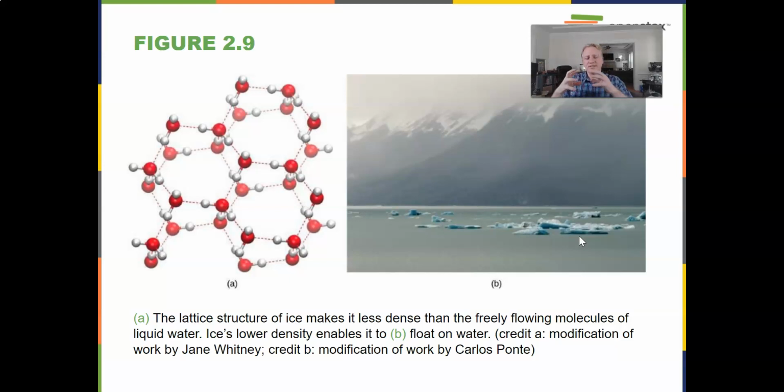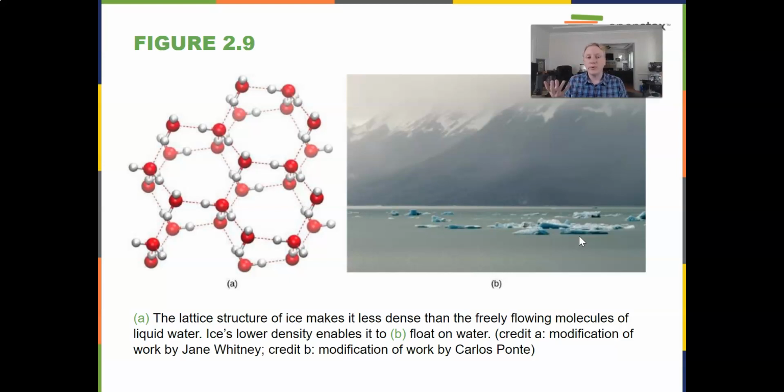But what's happening here is those hydrogen bonds between the water molecules wind up getting locked into place. And so instead of those water molecules being able to move freely around each other, they're locked into place. Okay, so water's actually getting larger when you freeze it, because you're locking those hydrogen bonds into place. As the book explains, the lattice structure of ice makes it less dense than the freely flowing molecules of liquid water, which allows ice to float on water.